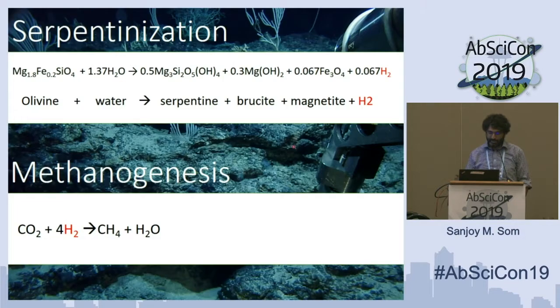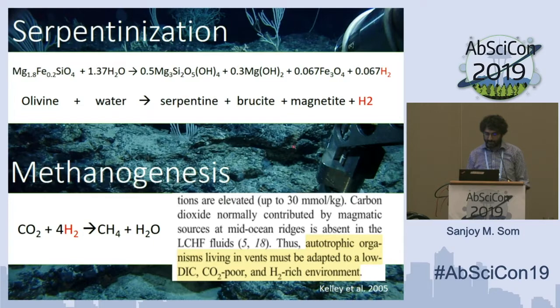And this connection between geology and biology has been made by many people during this conference, in particular connecting the process of serpentinization, which is the reaction of water and rock, certainly not limited to the Earth. One of the cool byproducts of this geochemical reaction is the production of hydrogen, and it also produces very alkaline water. The coupling is obvious: hydrogen is a great electron donor, and bugs have figured out how to use it to reduce CO2 to methane. But Deb Kelly warned us in some of her Lost City papers that organisms living in vents, in this case Lost City type vents, must be adapted to a low dissolved inorganic carbon, CO2 poor, and hydrogen rich environment.